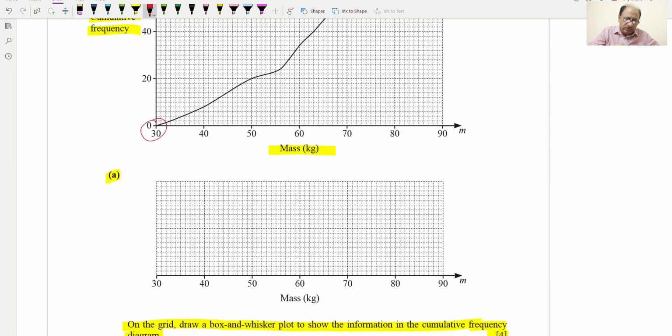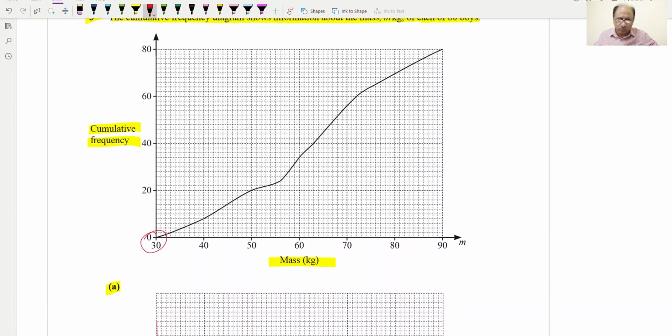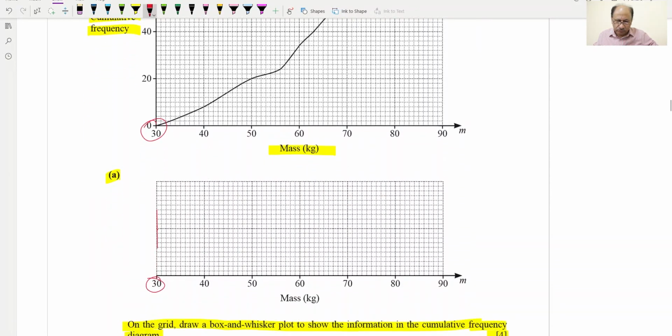So we will be taking the minimum value, which is basically 30. This minimum is 30, so we will draw it like this. This will be the minimum value which we have shown as 30. Then the maximum value is reaching 90, so we draw the maximum like this. This is the maximum and minimum which we have shown.